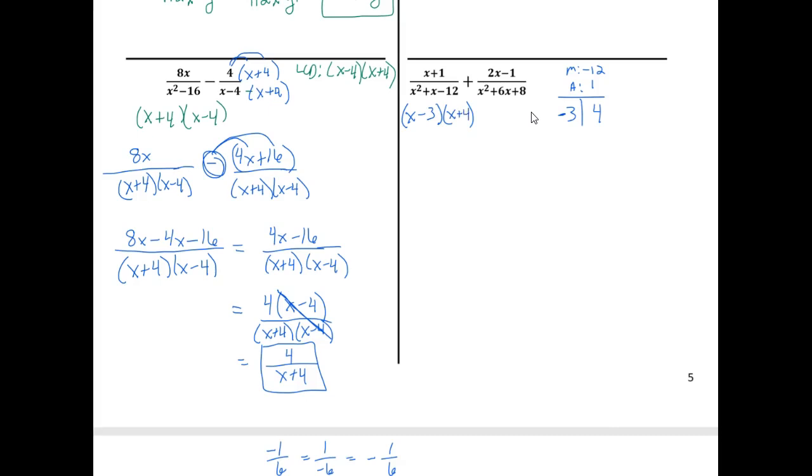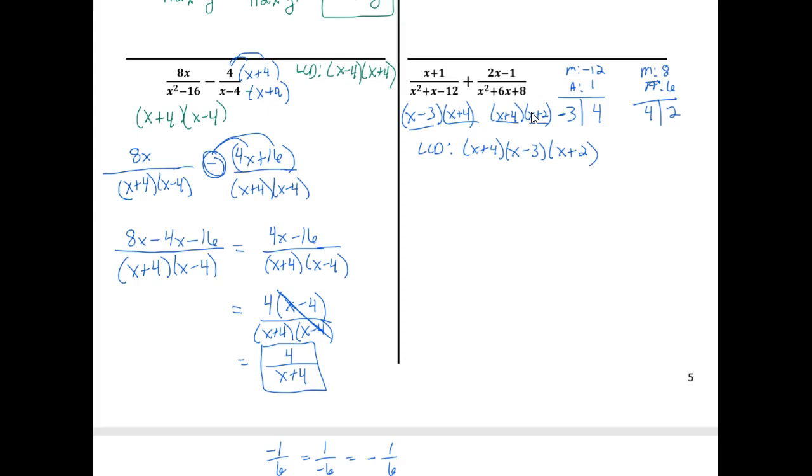The expression on the right, I need factors that will multiply to 8 and add to 6. Those are 4 and 2. 2 times 4 is 8. 4 plus 2 is 6. So I have x plus 4 and x plus 2. So the LCD, they both have an x plus 4, but I also need an x minus 3 and an x plus 2.